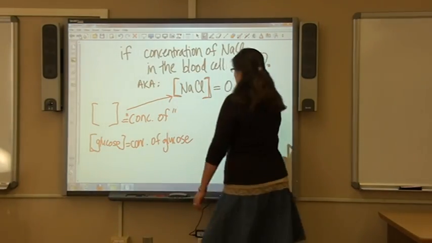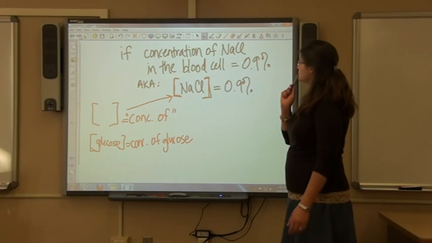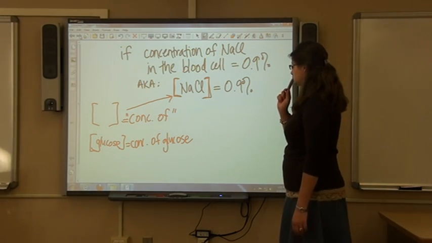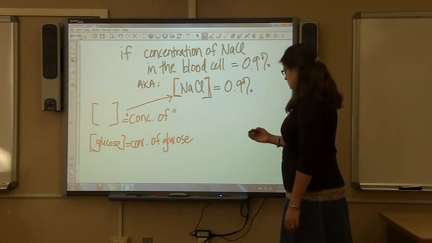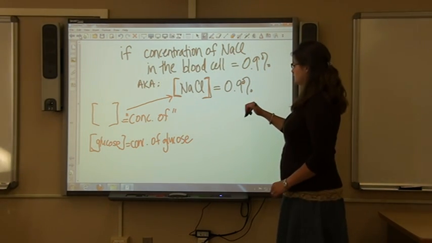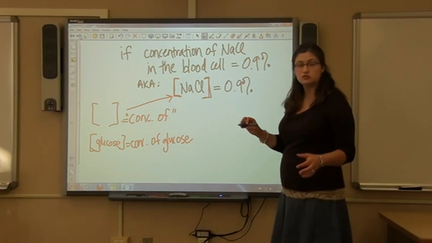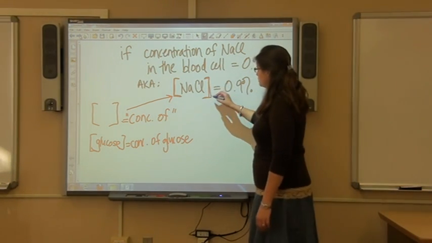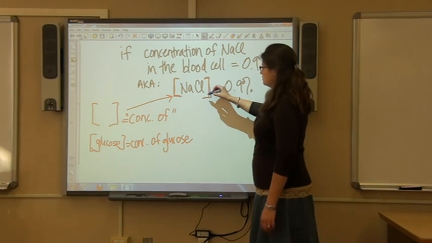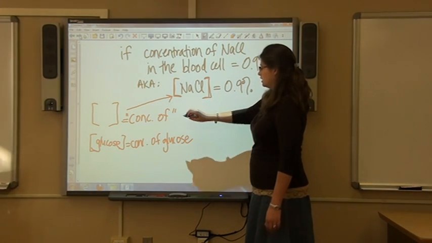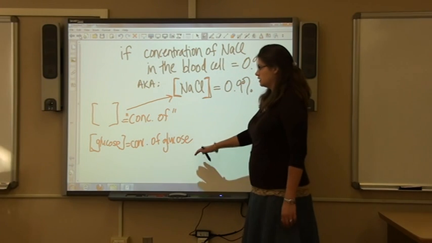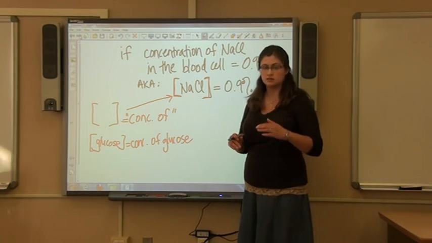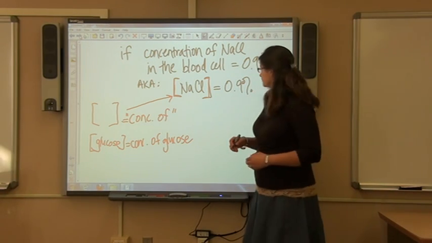Okay, so let's talk about this in real terms. If the concentration of NaCl in the blood is 0.9%, now, before we move on, I just wanted to make a note of this because I'm going to be using this notation from now on. These square-shaped brackets are chemistry shorthand for concentration of. So if you see the word glucose in those square brackets, that means the concentration of glucose.